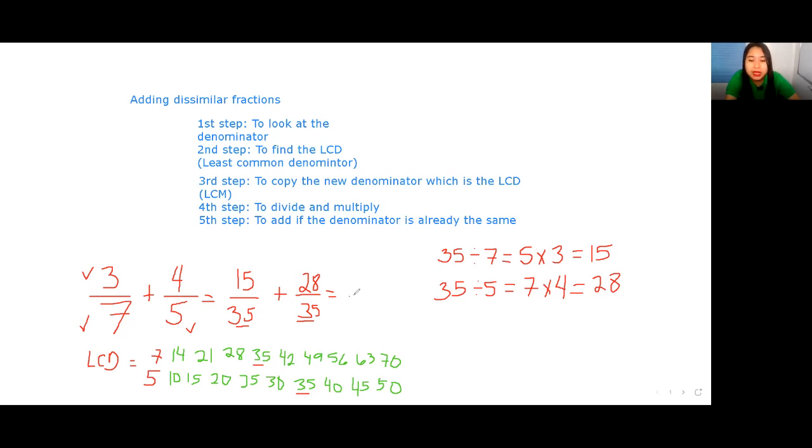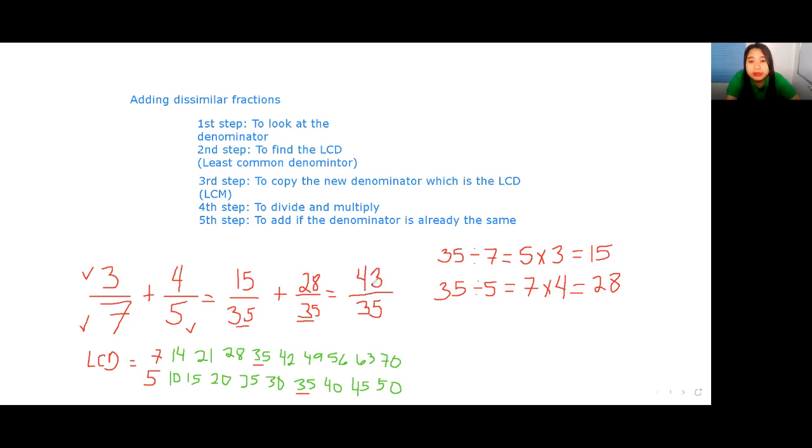Okay, very good. So now that we have the same denominator, go back to the process of adding similar fractions. So how do you add similar fractions? Copy the denominator. Our denominator here is, very good, 35. And then you need to add what? Very good, the numerators, which are 15 and 28. So 15 plus 28, what is the answer? Okay, very good. So 43 over 35.